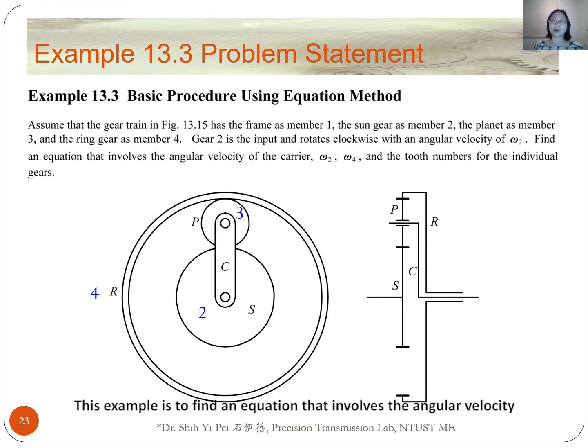This example is to find an equation that involves the angular velocities omega_2 and omega_4, and the tooth numbers of the individual gears, where the sun gear is member 2, the planet gear is member 3, and the ring gear is member 4.